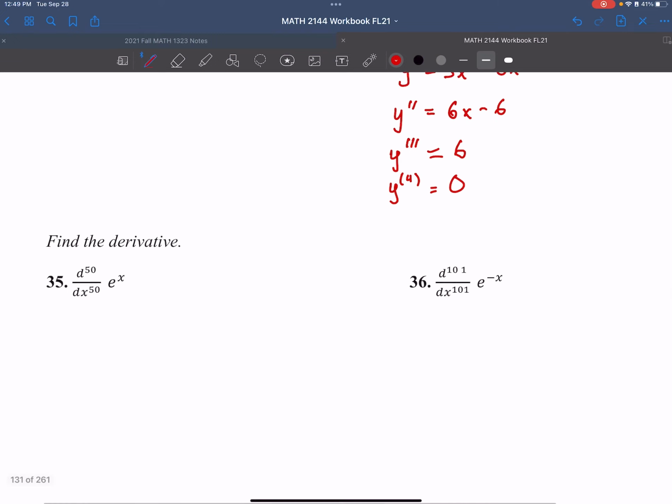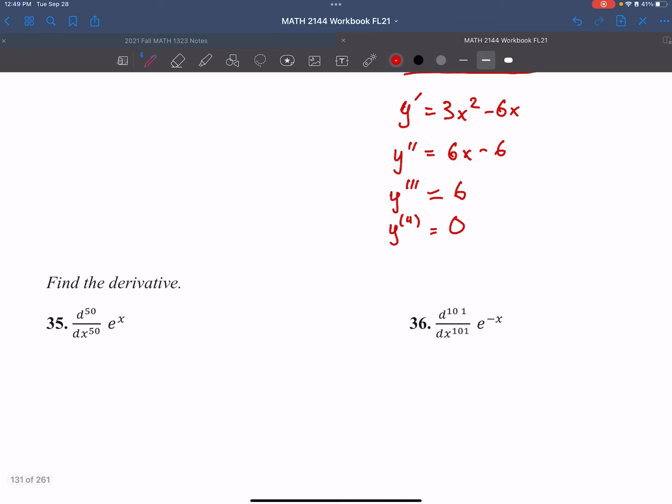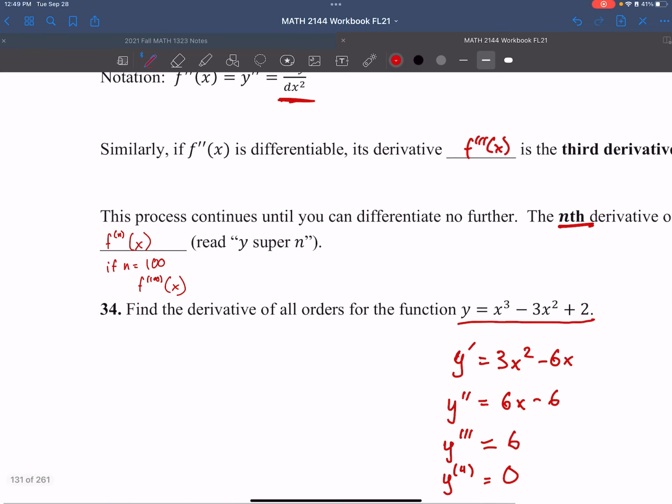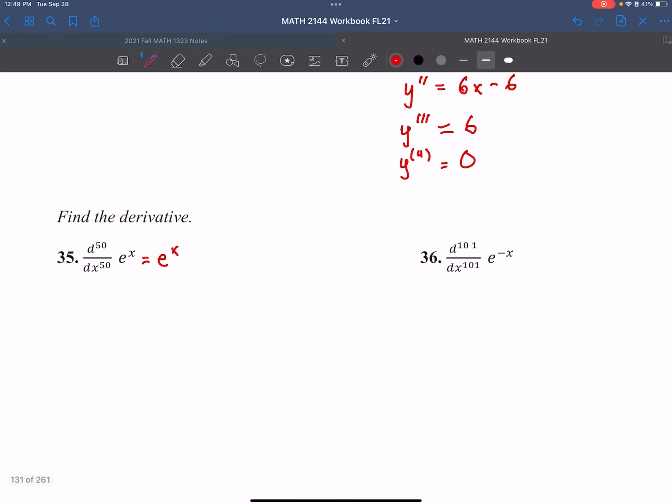In the next one, we're asked for the 50th derivative of e to the x. Oh my goodness, so many derivatives. Anyone think they know? If we took the derivative of e to the x 50 times, we would end up with? Oh man, you're all so good. Look, you're so fast. It's not about fast, it's about understanding. But we have one more right here. The 101st derivative of e to the minus x. Anyone think they know?